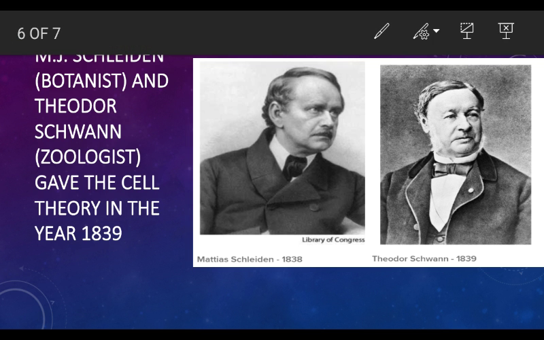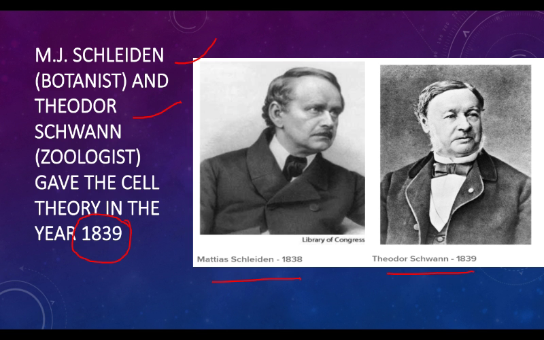And here are the two great scientists. There's M.J. Schleiden, botanist, and Theodore Schwann, zoologist. They both gave the cell theory in the year 1839. M.J. Schleiden and this Theodore Schwann, right? They did the discovery of this cell theory.